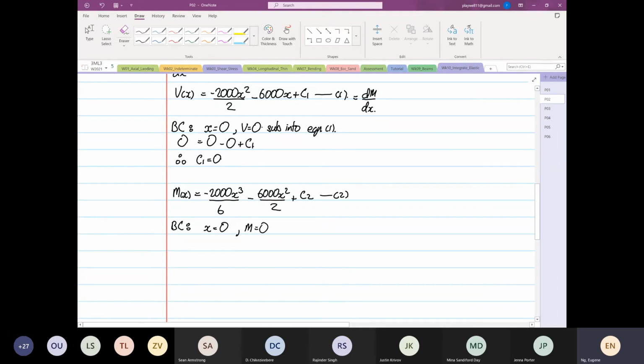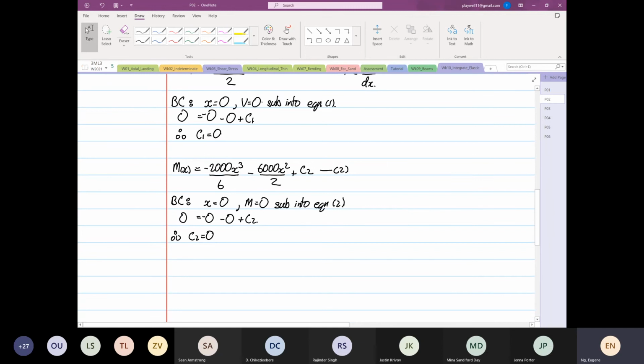M is also equal to 0. And we're going to substitute into equation 2. So again, this is 0, 0, 0. Okay. I forgot the minus down here. Plus C2. So therefore, C2 is equal to 0.